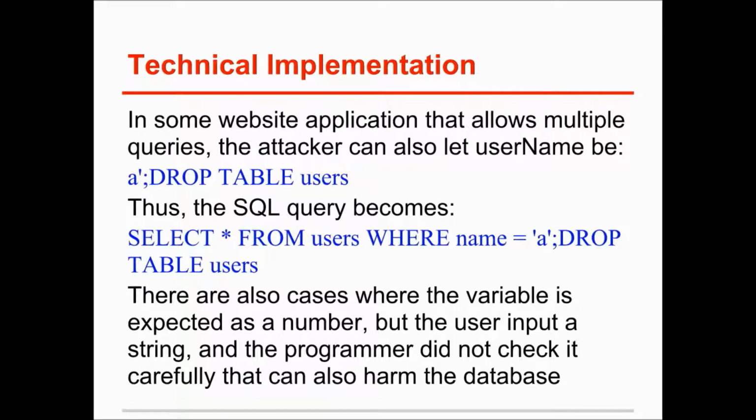In some web applications that allow multiple queries, the attacker can also set the username to be A and then semicolon, drop table users. Thus, the SQL query will become select anything from users where the name equals A. We don't care about that part. The important part is that drop table users comes after the query. If this SQL query is performed in the database, it will drop the table users from the database.